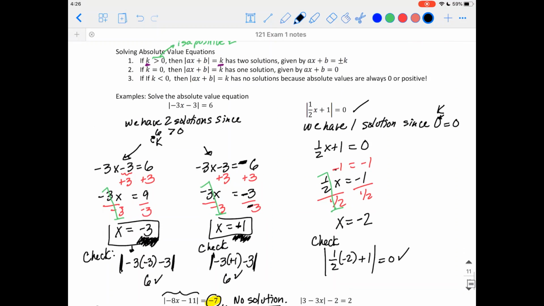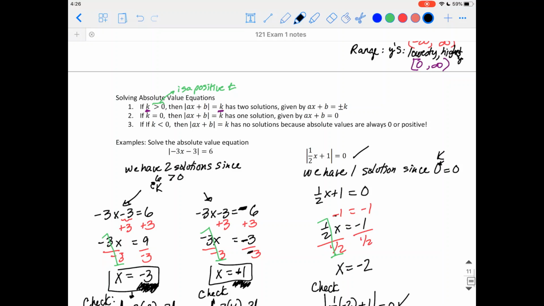So you need to isolate the absolute value first. So I'm going to put this very important up here. You need to isolate the absolute value first.